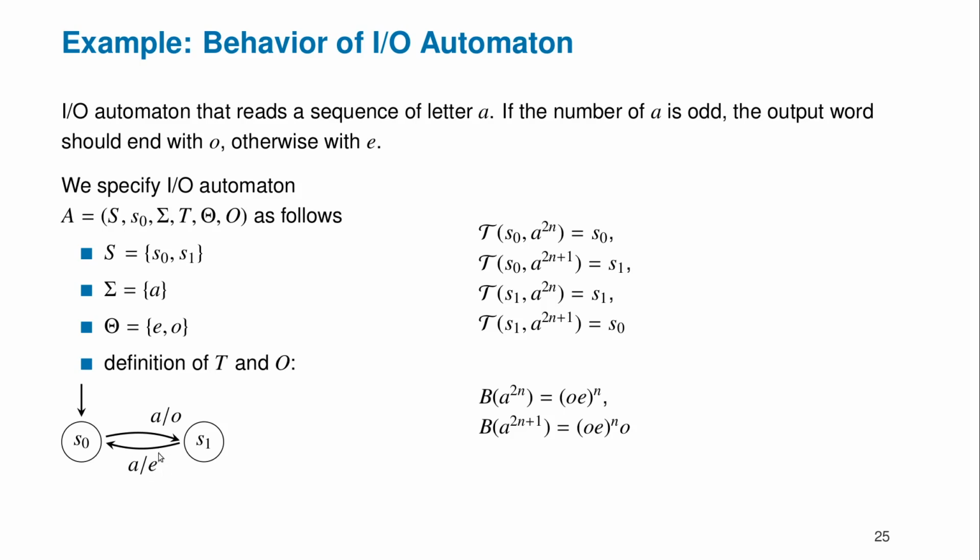The output word ends with an E. And if we have an odd number of A's, so we have 2 times n plus 1 A's, this is certainly an odd number, then we have an additional O in addition to the n OE pairs, and therefore we also have the desired behavior that the output string ends with an O if the input word contains an odd number of A's.